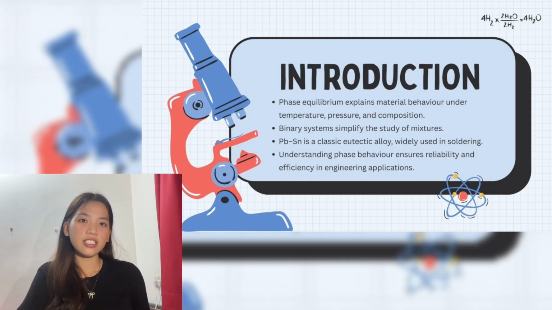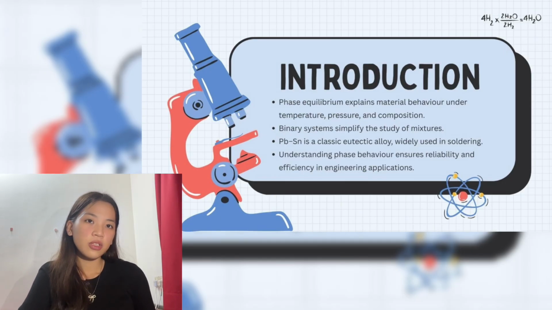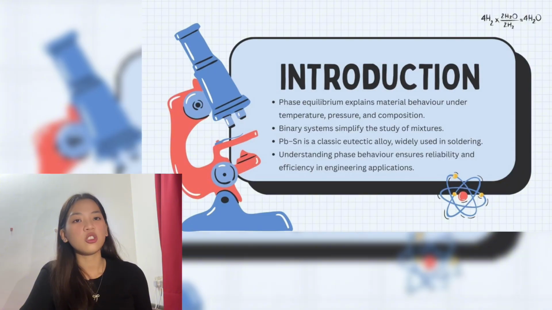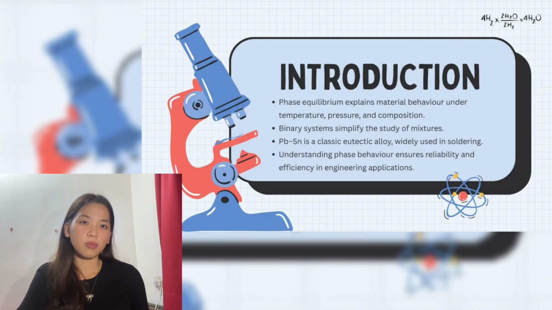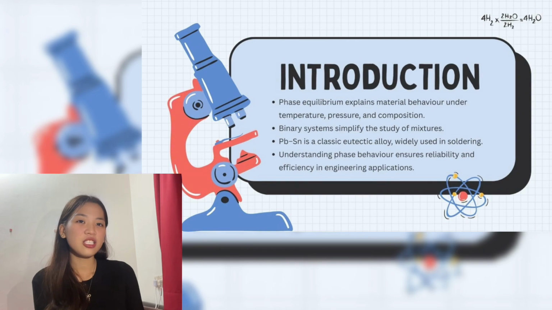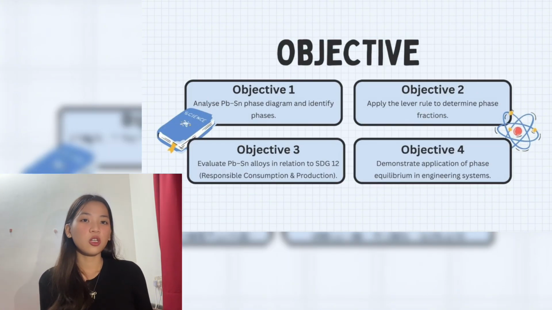The lead-tin system is a classic example of a eutectic alloy extensively used in soldering applications due to its low melting point, good fluidity, and strong bonding with metallic surfaces. Analyzing these systems allows engineers to predict phase formation, control material properties, and ensure the reliability and efficiency of the engineered component. The objectives of the study are fourfold.